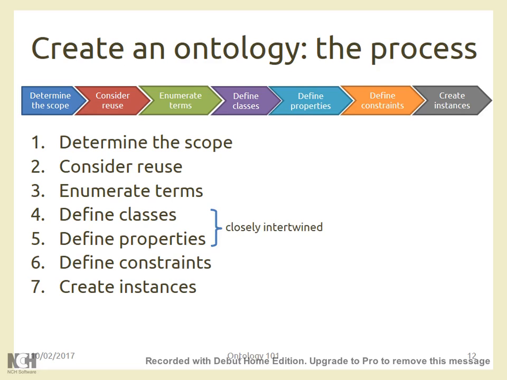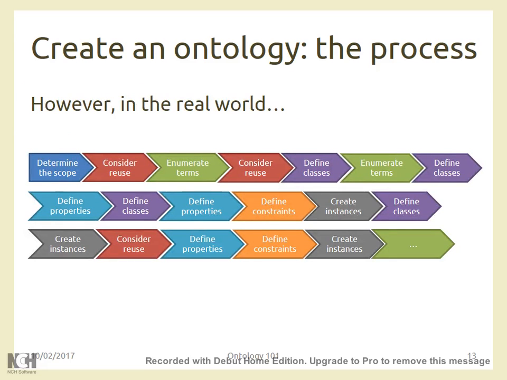These two steps, define classes and define properties, are closely intertwined, obviously, because properties often depend upon the classes you created before. Yes, we will see this today. However, the process that we will see as linear, in the real world, is much more complex, much more iterative. So the 7 steps could be repeated, reordered, several times.